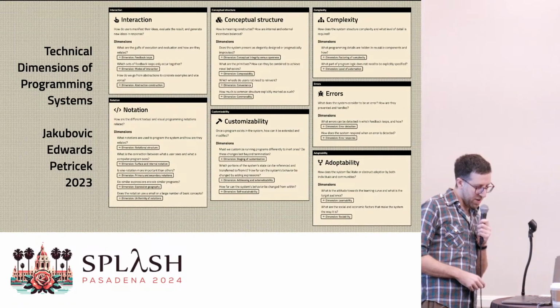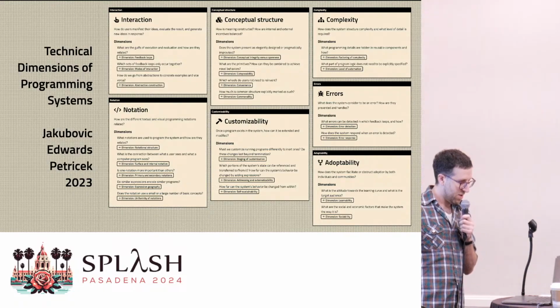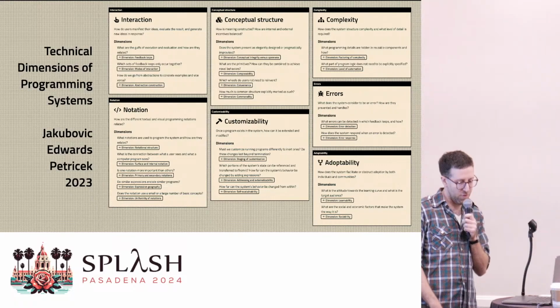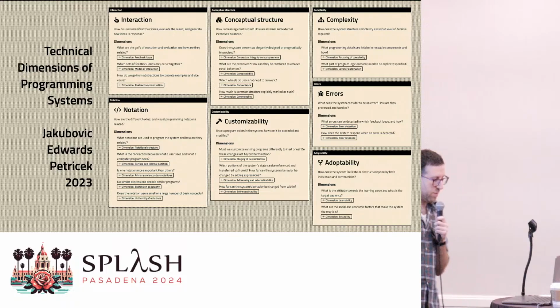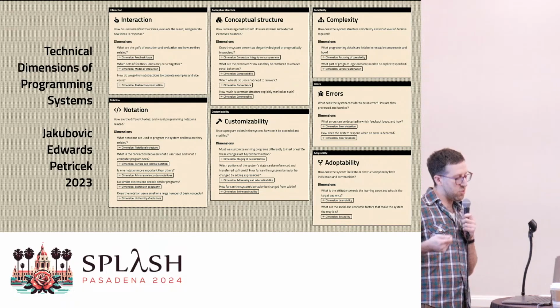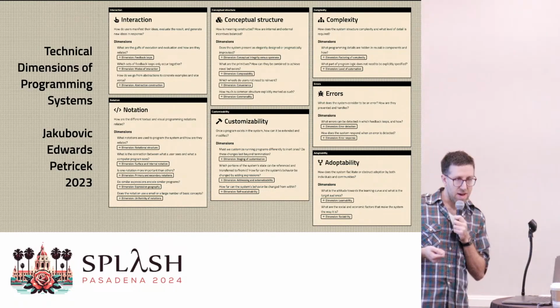So I'm inspired here by the paper on technical dimensions of programming systems that came out last year, which Jonathan, among other folk, were on. It catalogs 23 different dimensions that programming systems can vary along. So each dimension gives you a different question you can ask about a programming system. I think this is great. I think you should check it out.